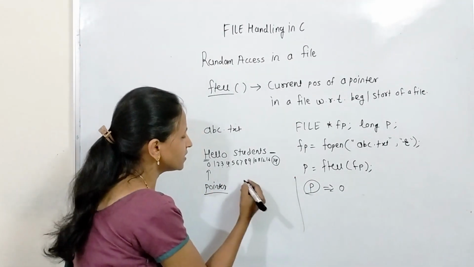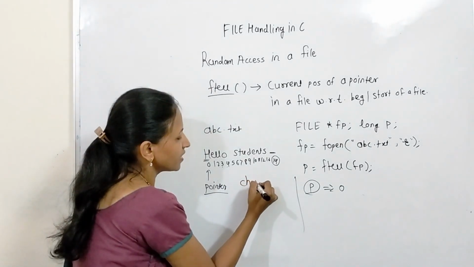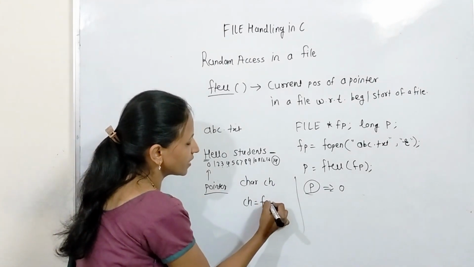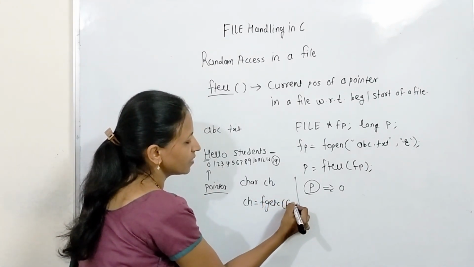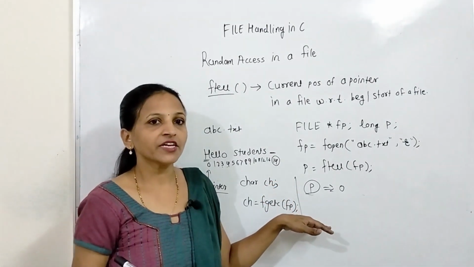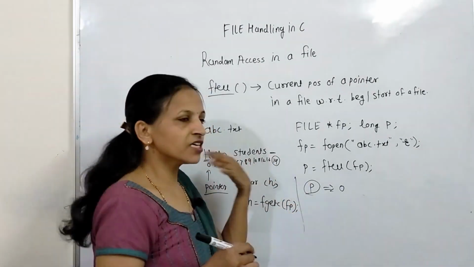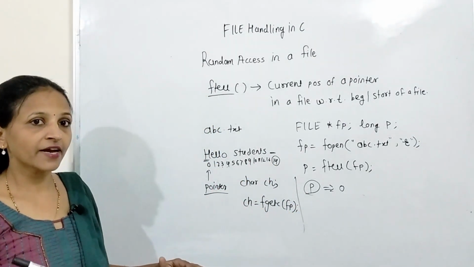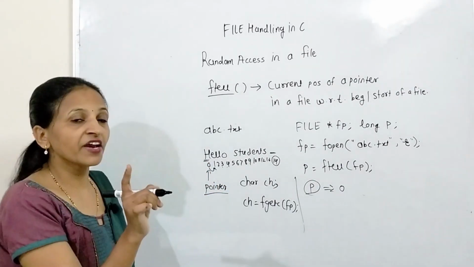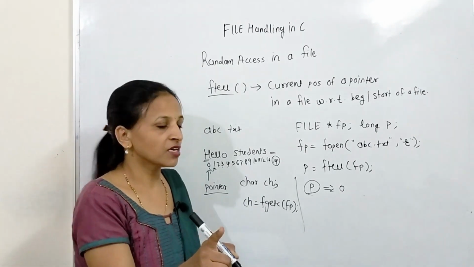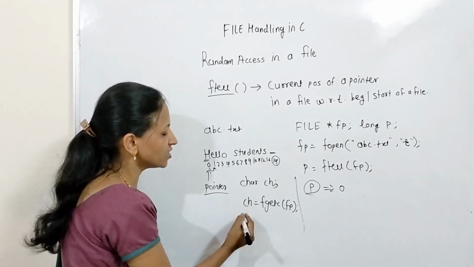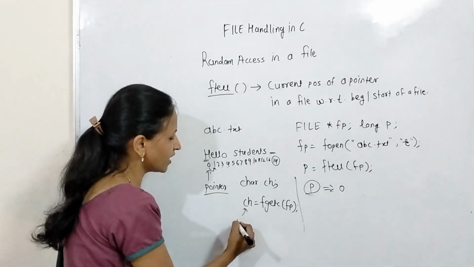Now I will write like this. Let me declare one character variable ch, and inside that ch I am writing fgetc fp. This fgetc function will read a character from the file and will return it, and that will get stored inside ch, and at the same time it will move that file pointer to the next position whenever we use that fgetc function. Now what will happen here? See, we have called fgetc fp. Now if we display that ch, then we will get h.